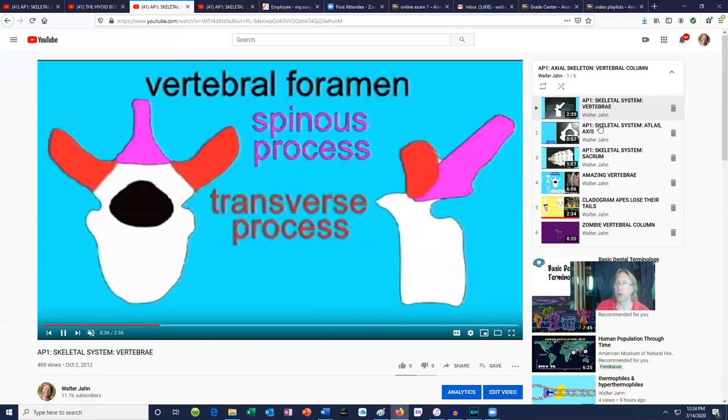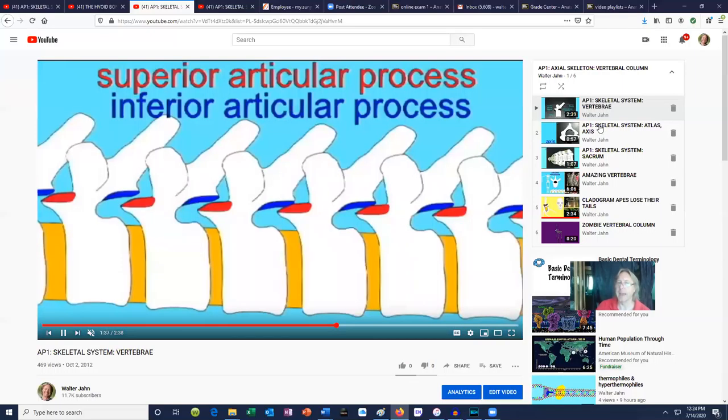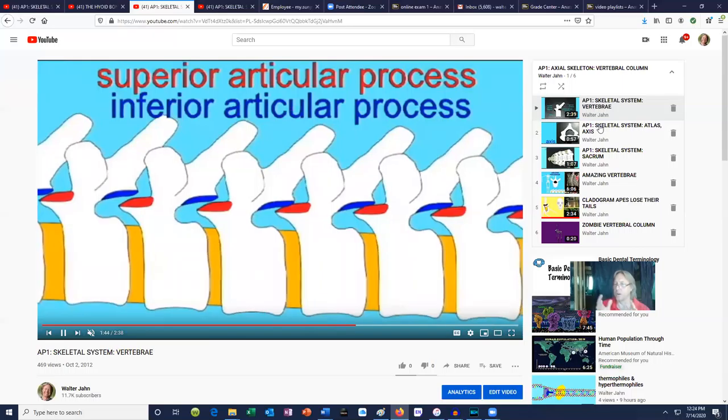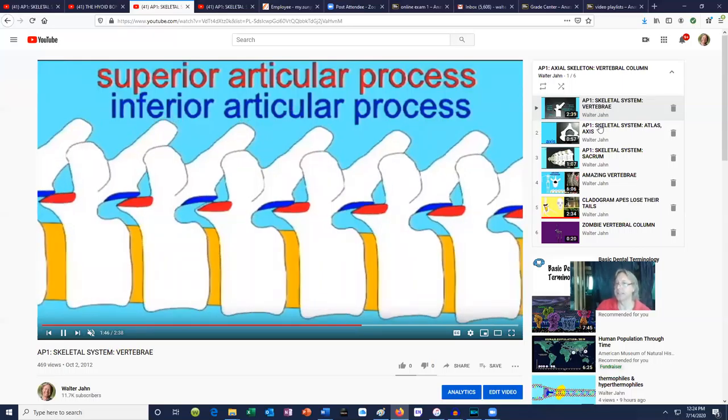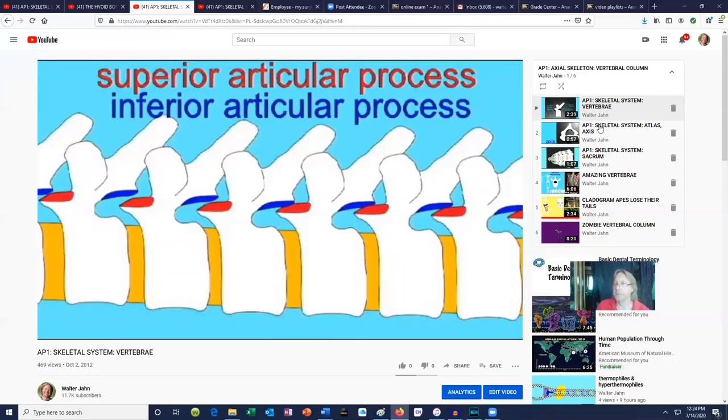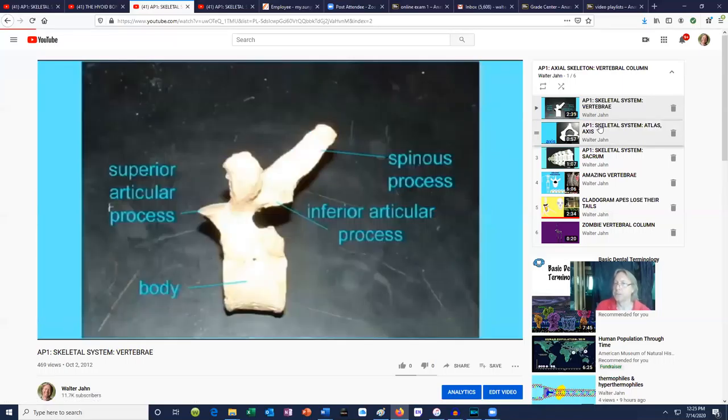And there are places where muscles can attach. And then holes, the intervertebral foramina, once vertebrae are together, where nerves can leave, et cetera. So there are a number of important features of vertebrae. We can then name sections of vertebrae.